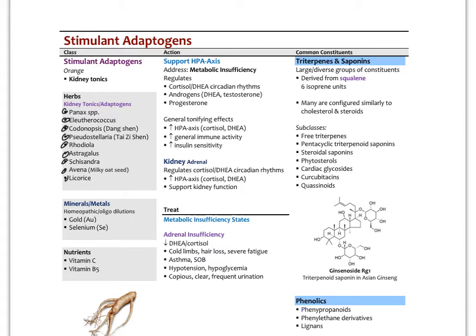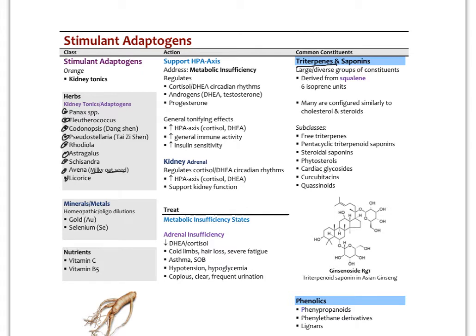Avena, and licorice. Avena is questionable. It has different chemistry than these other herbs. It does not have the triterpenes. So we think this is more of a nervine, but sometimes put into the exhaustion phase, it's more of a nutritive nervine for those purposes.